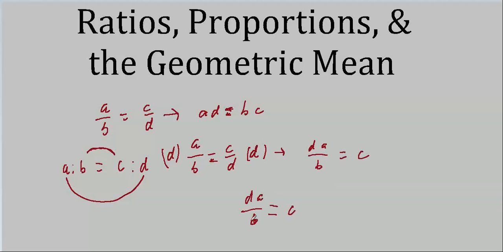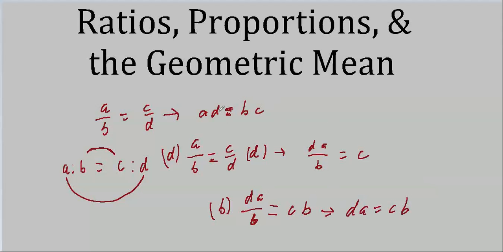Now let's multiply each side by B. And just slow down and talk right. And what does that give us? dA equals CB. Well, isn't that what we started out trying to show?